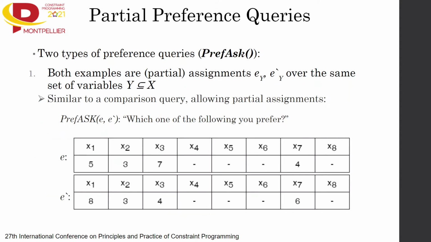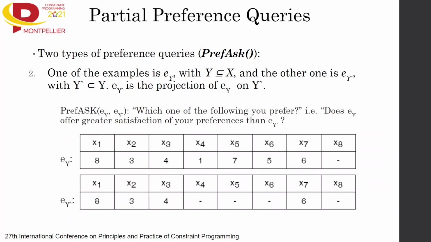Mainly, they pose two examples to the user, asking her to state her preference between the two. We have two types of partial preference queries in constraint acquisition. First, we have the case where both examples are partial assignments over the same subset of variables. Basically, this is very similar to comparison queries, but it also allows partial assignments and not only complete solutions of the problem. The second type of preference queries is in the case where one of the examples is the projection of the other in a subset of variables.